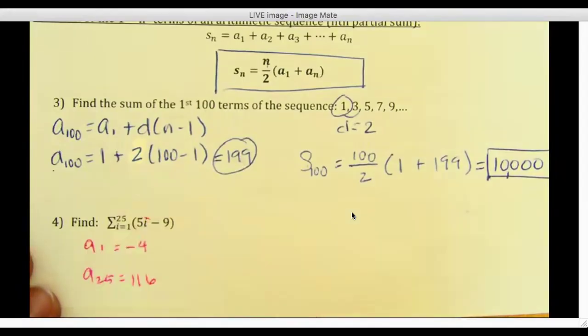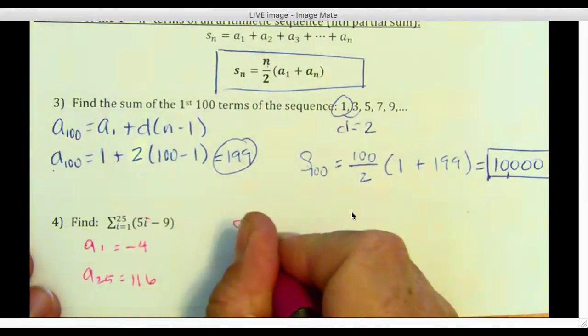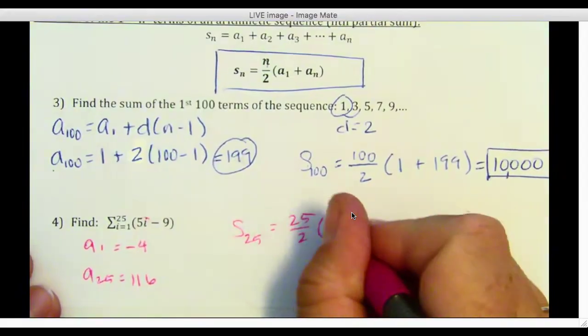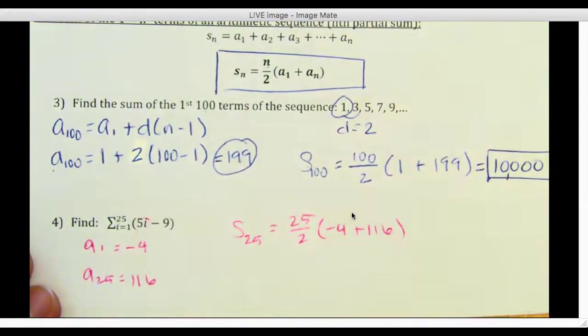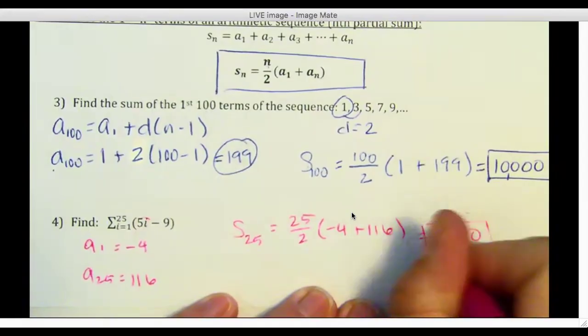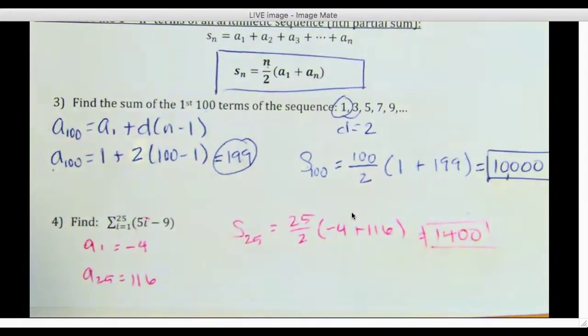And then we have 25 terms. So S sub 25 is equal to 25 over 2 times negative 4 plus 116. And when we multiply all of that out, we get 1400. So if we took the time to add up 25 terms there, it would add up to 1400.